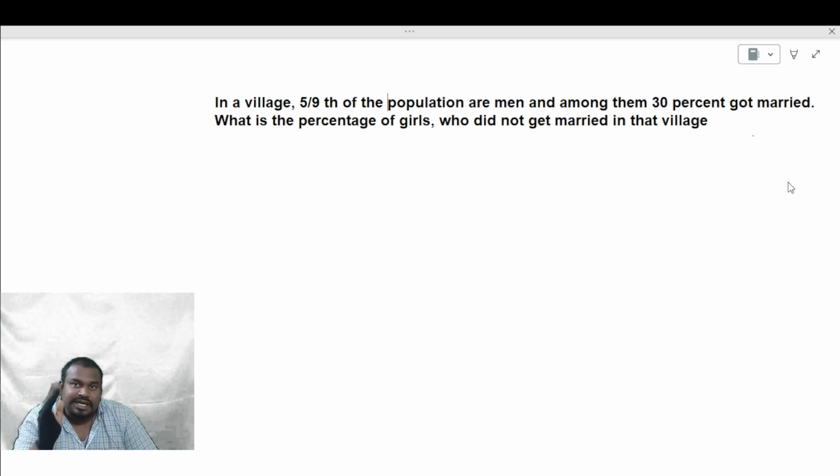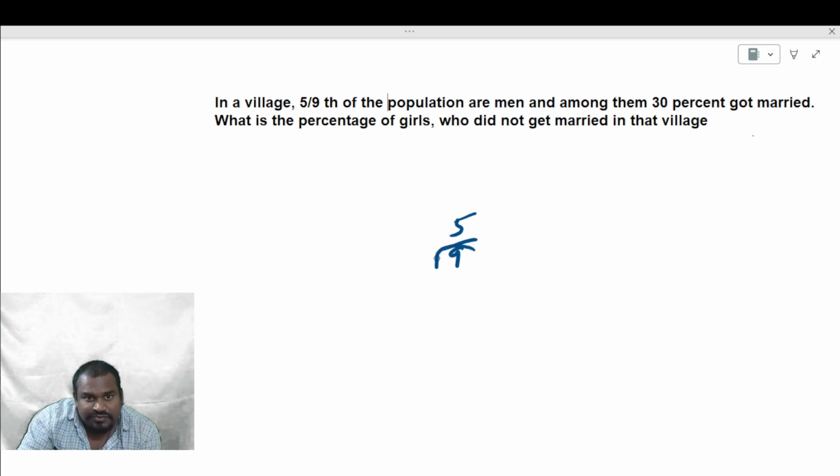Suppose I got men as some 2000. So 2000 men will be married with 2000 women. So out of the total population, I'll subtract the married women. Okay, so I'll do it with an assumption here. So 5/9 of the population are men. I don't know the total population, but it is given as 5/9. 5/9 means out of 9 parts, 5 parts are men.